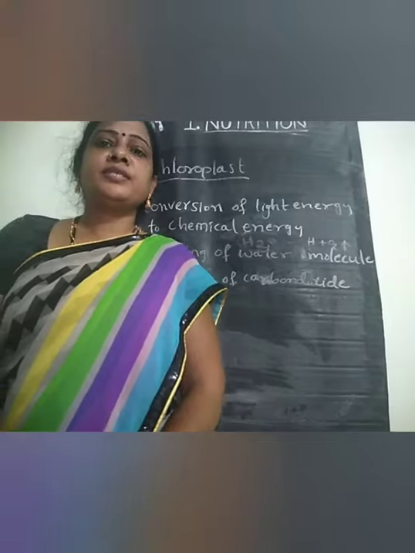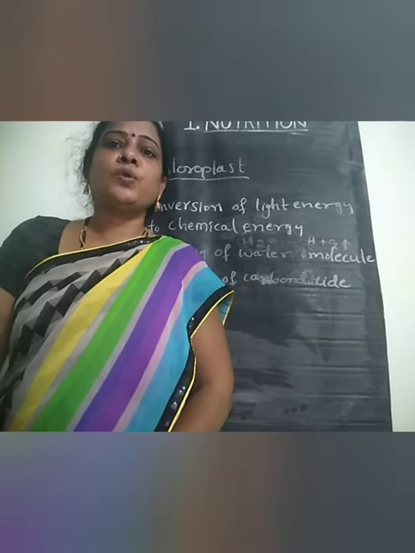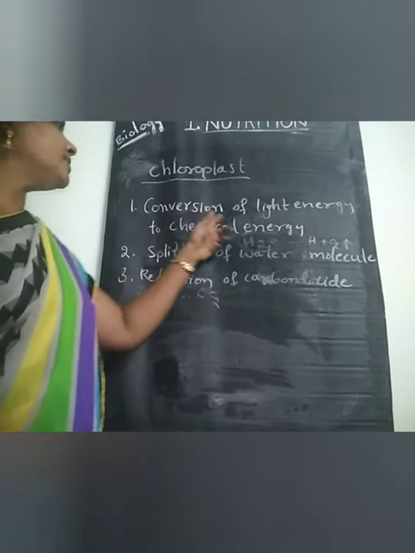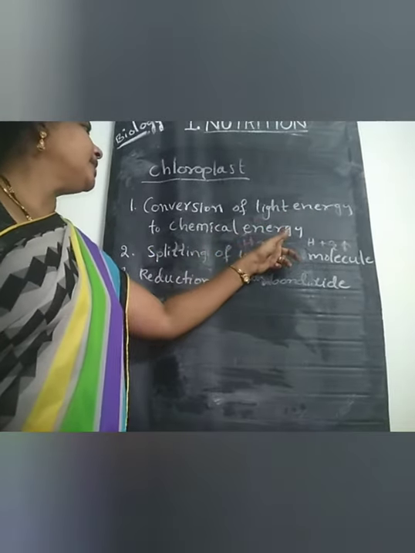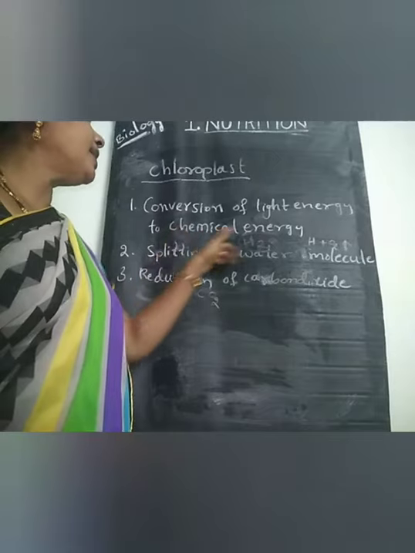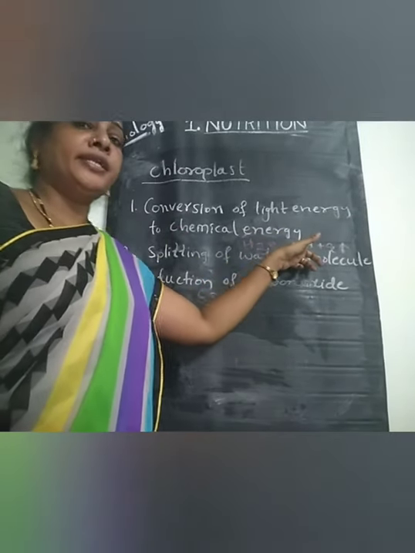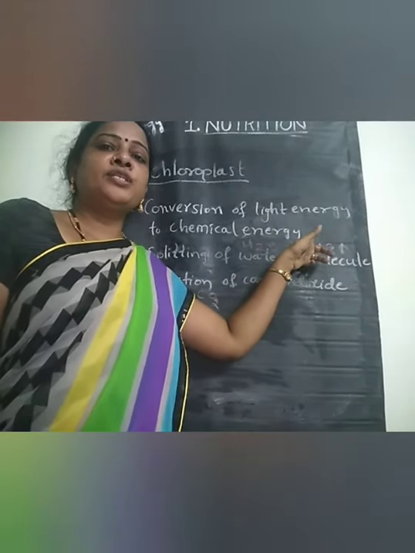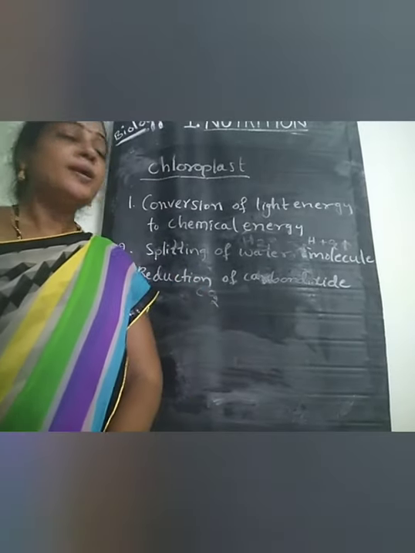This is photosynthesis. Several reactions occur in the chloroplast. The first is the conversion of light energy to chemical energy. Light energy or solar energy is converted into chemical energy in the form of carbohydrates or starch. This starch is stored in various parts of the plant.